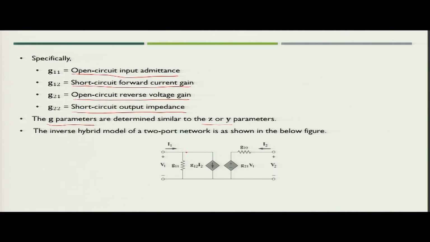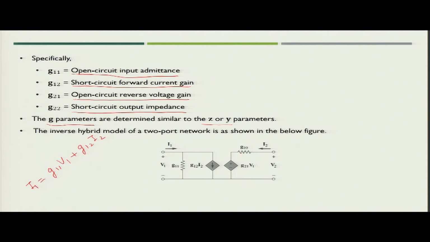So, if you apply Kirchhoff current law here, then I1 will become G11 V1 plus G12 V2, that is the dependent current source you have got. So, this you will get in case of this part of the circuit.